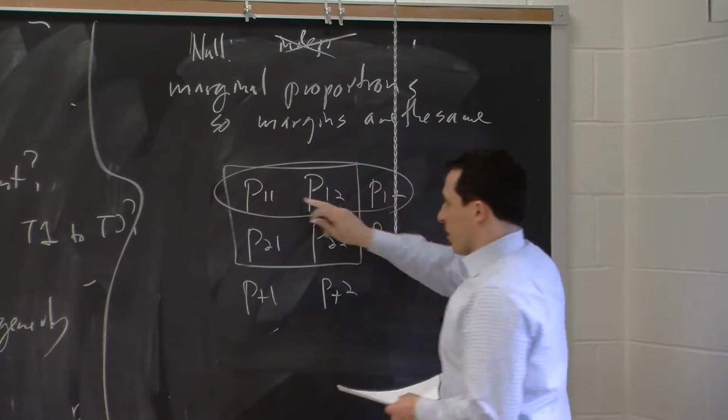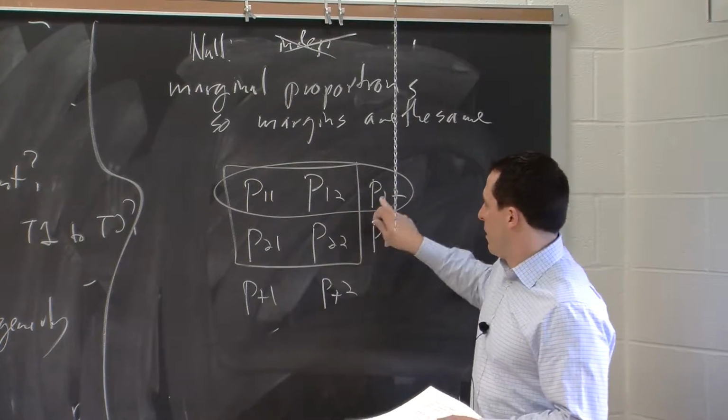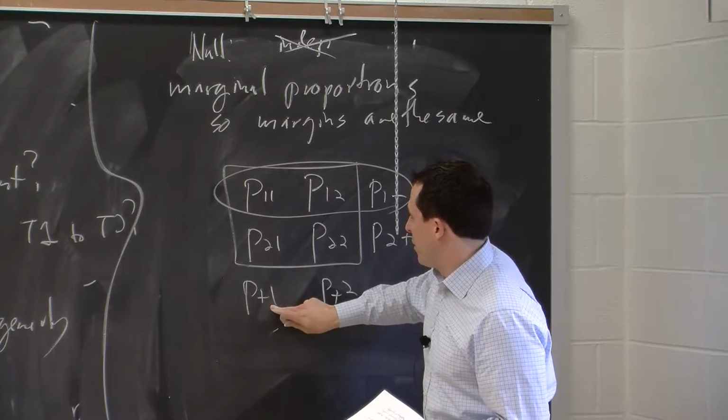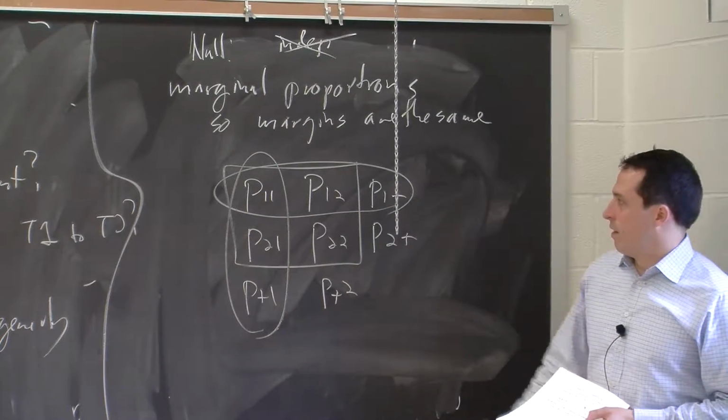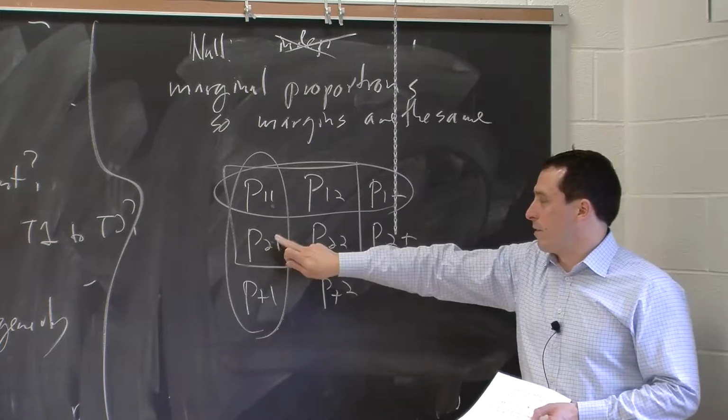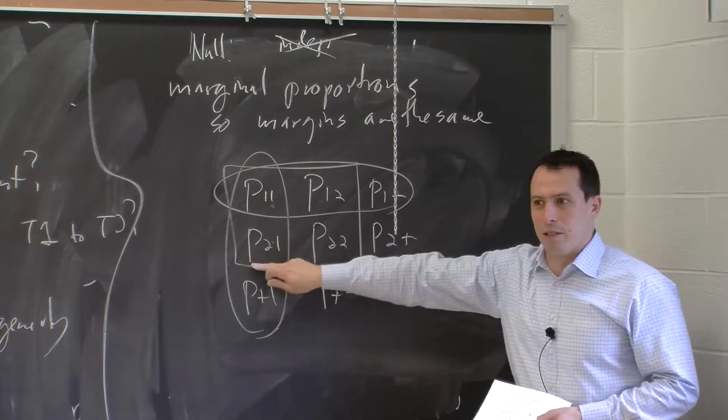This number is just equal to this plus that. This is the before, this is the after. That's equal to this plus that. They share in common this number. So the only thing I really want to know is whether these two numbers are different or not.